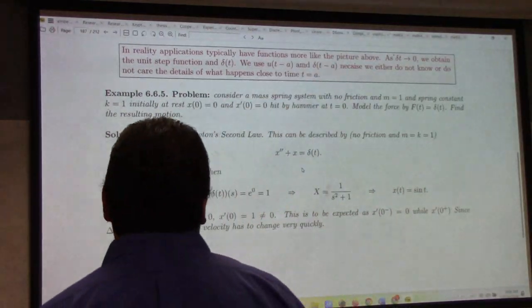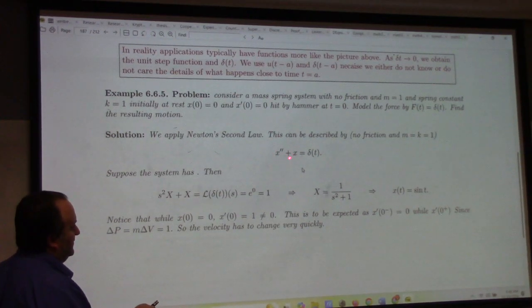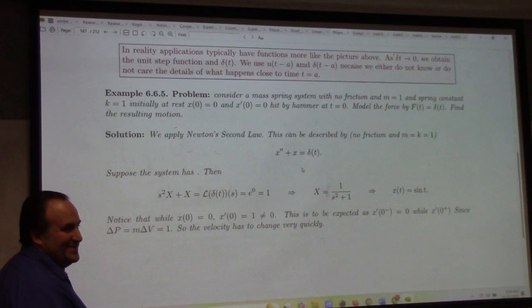Laplace transform, right? But the Laplace transform is super easy here because the initial conditions are both 0. So we just get s squared big X plus X equals that, right? In this case, the Laplace transform of delta of t is e to the 0, which is 1. So we get big X equals 1 over s squared plus 1. Take the inverse transform. There you go.